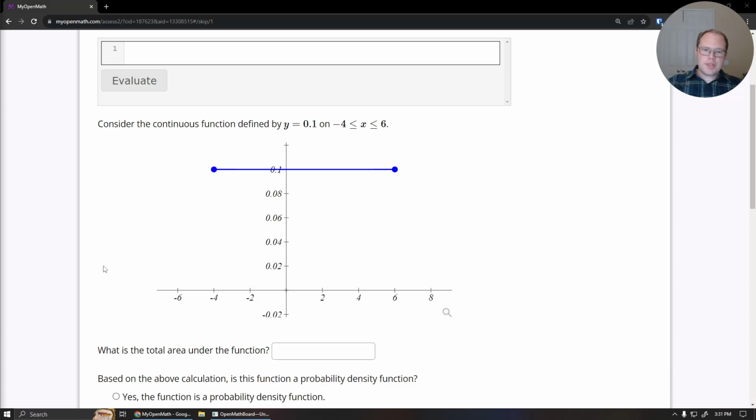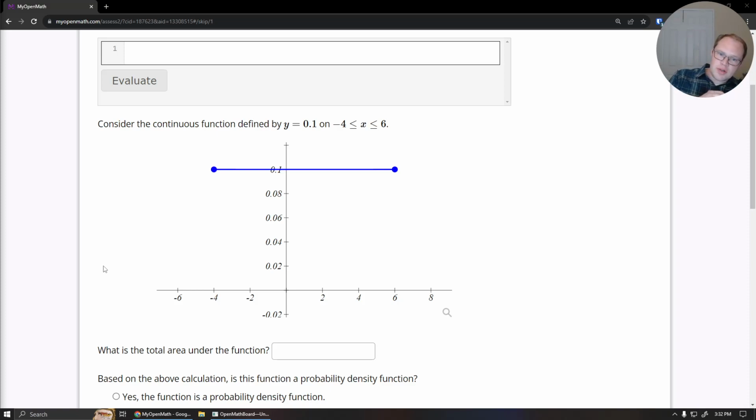In this section, we're only going to consider simple examples of probability density functions. Examples where we can calculate the areas that we're going to need to calculate, find the probabilities, using simple formulas that we know from geometry. So let's consider this problem.